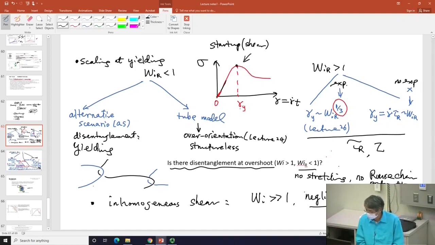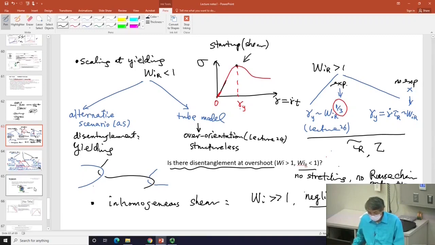Okay? So if you somehow think that there is disentanglement, then you cannot draw a conclusion there is over-orientation anymore. Because if you have disentanglement, then you may not claim that the tube is still there. But if the tube is not there, you cannot work out the theory to indicate that you have over-orientation. So it's rather incompatible, the two scenarios, the two frameworks. So that's why I want to indicate this.